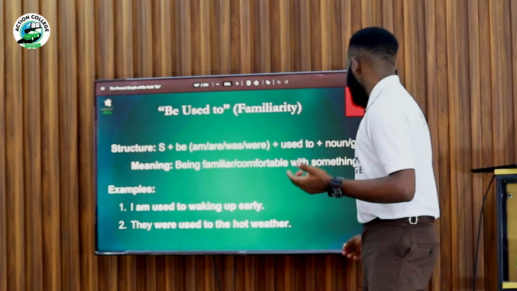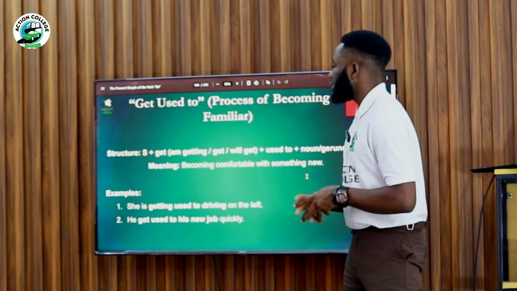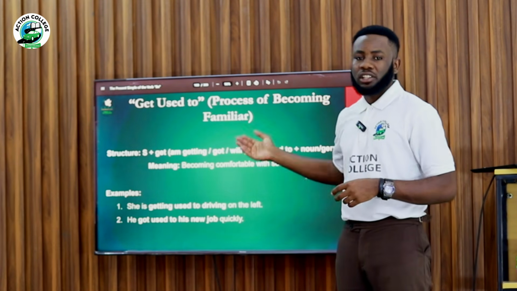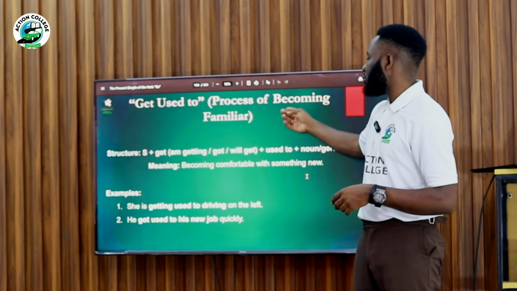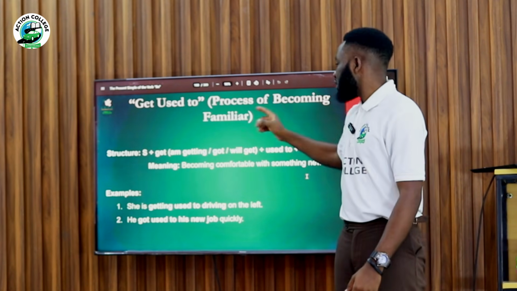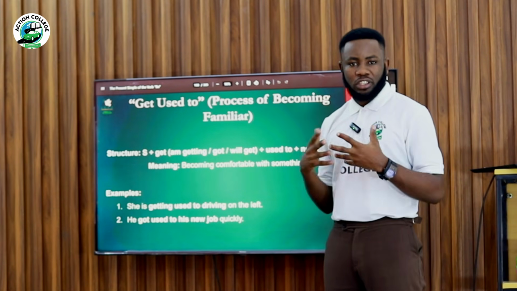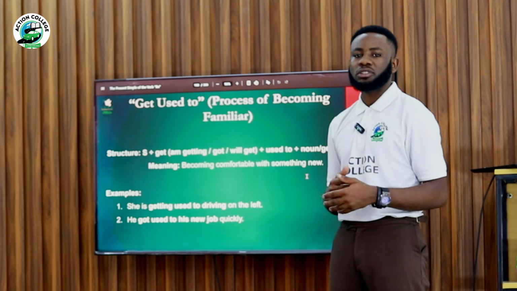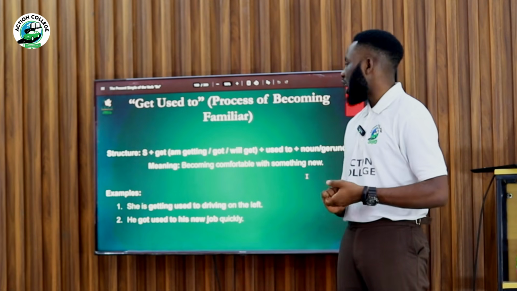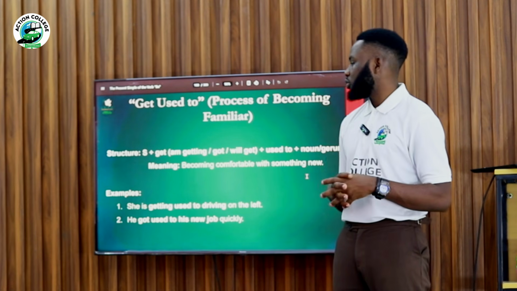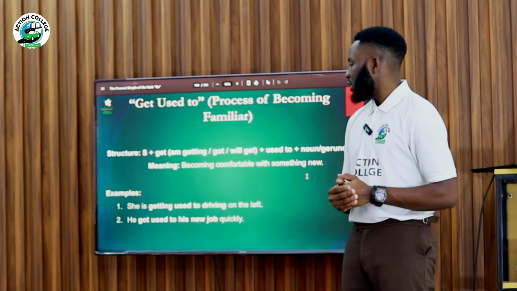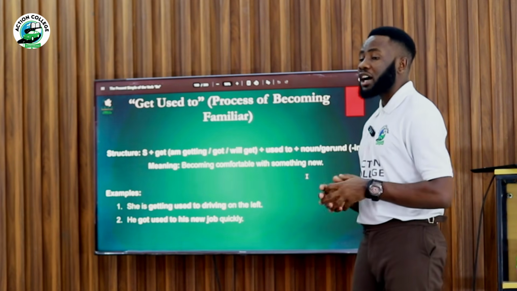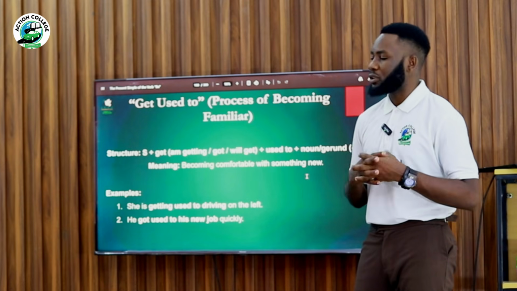And for the third, we have "get used to." With "get used to," now you're in the process of becoming familiar. You're in the process of adopting, of being accustomed to something that you really have to be used to or familiar with. The structure is the same. The meaning is becoming comfortable with something which is new most of the time.